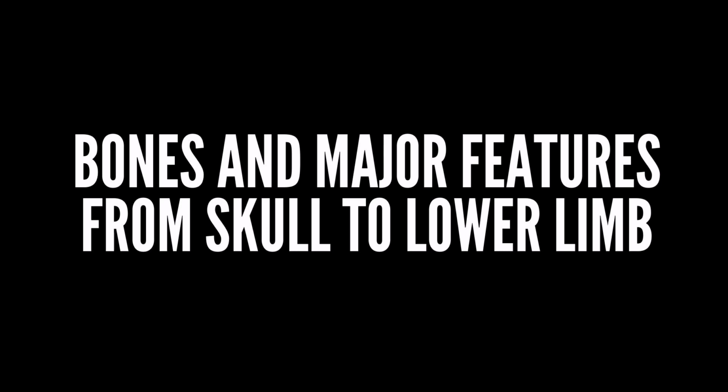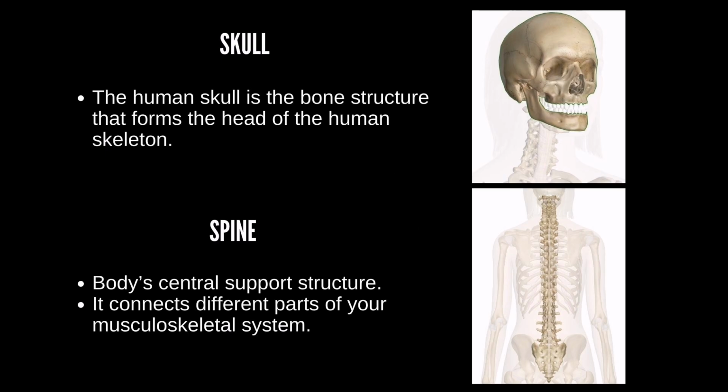Let's begin with the skull. It is located at our head. The human skull is the bone structure that forms the head of the human skeleton. So it supports the structures of the face and forms a cavity for the brain. Like the skull of other vertebrates, it protects the brain from injury.